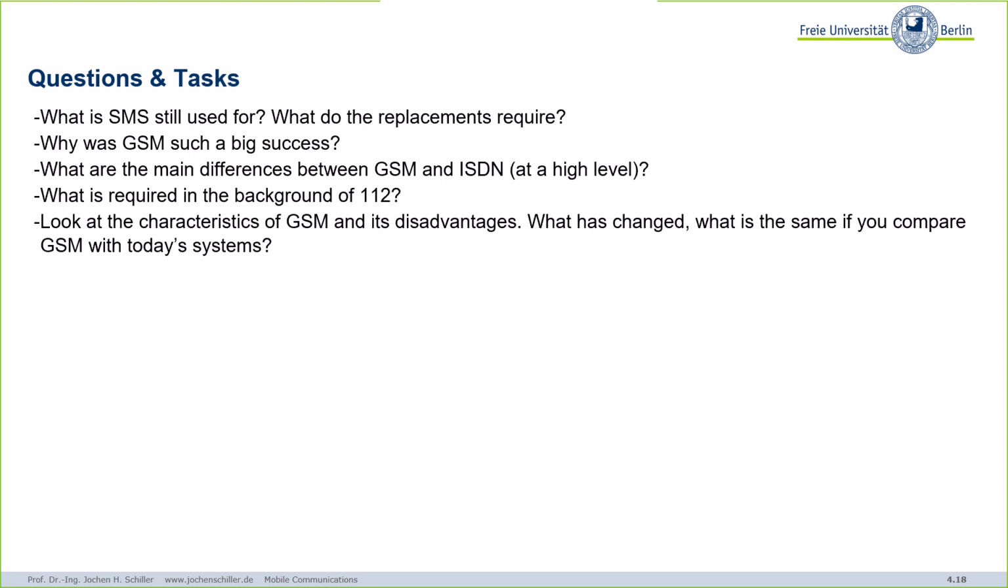So, 2 more questions. Think of 112 or 911 or 110 or whatever the number is in whatever country. What is required in the background? So you type 112. You expect someone to answer, but what do you need in the background compared to a fixed phone network? What do we need? They need a special routing, exactly. The position to find the closest emergency service.